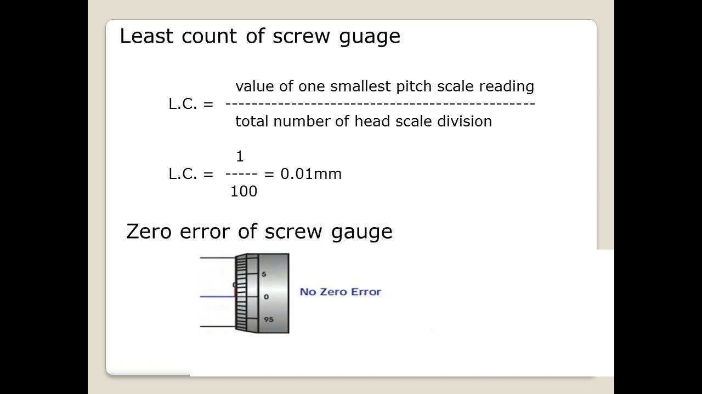The least count value of the screw gauge: least count is equal to the value of one smallest pitch scale reading divided by the total number of head scale divisions. So, one smallest pitch scale reading is 1 divided by 100, which is equal to 0.01 millimeter. This is the least count of the screw gauge. Let's see the zero error of the screw gauge. Here, the 0 of the pitch scale axis coincides with the 0 of the head scale. So here there is no zero error in the screw gauge.